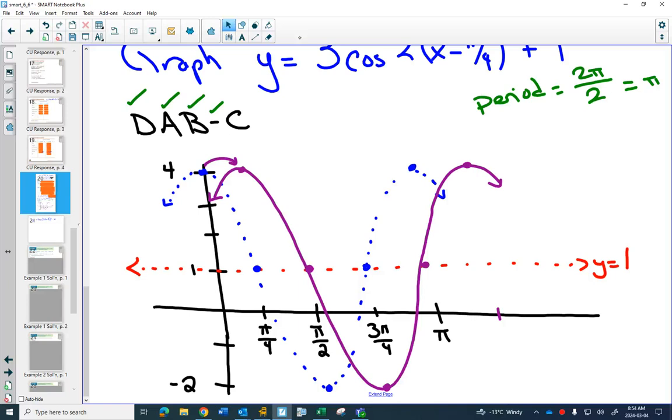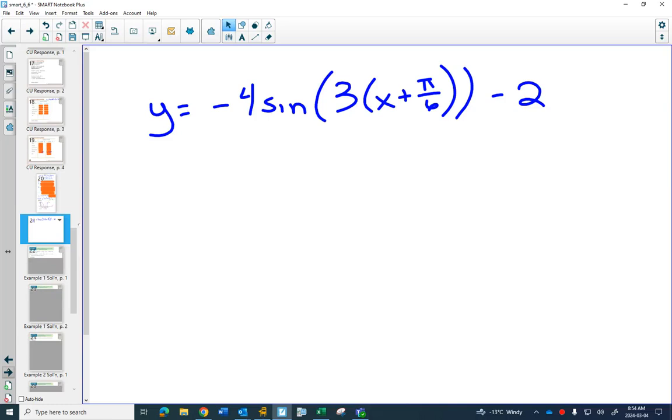So we're going to do another example right away to practice this. These are very typical questions that come up on the final exam, and they're usually worth 4 marks each.